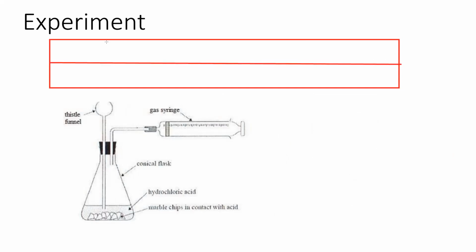Because the volume of gas is a product here, in the beginning you don't have any product, so it will always start with 0. Here we have the volume of gas given off, for example in centimeter cube. And the second one is time. It can be seconds, it can be minutes. It depends on the question.